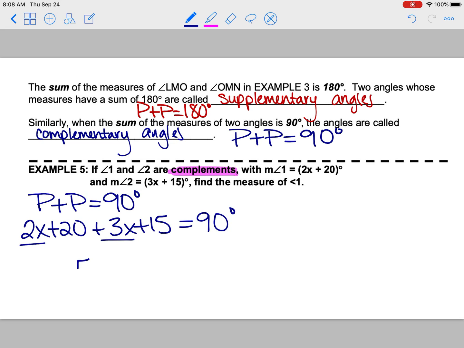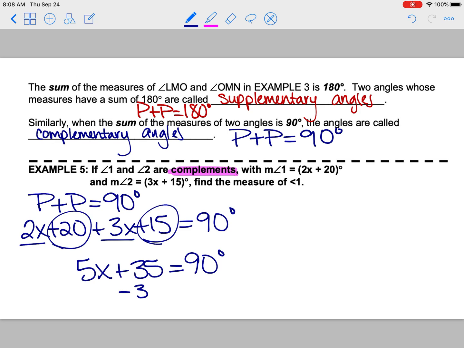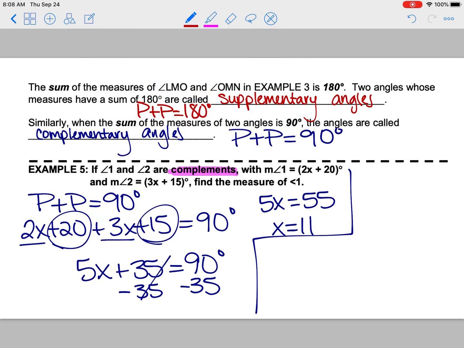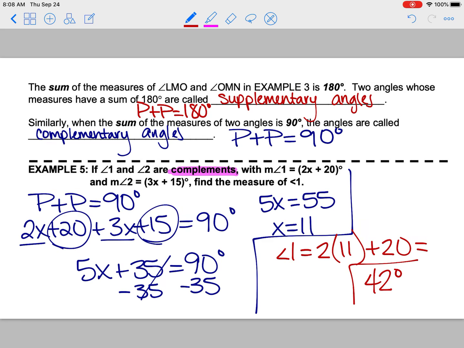Combine our like terms. We have 5x. Our constants, 20 and 15, give us 35. Subtract your 35 from both sides. 5x equals 55, and x would equal 11. Now again, we're not done because it says find the measure of angle 1. So we know that angle 1 was 2x plus 20. So we can substitute the 11 in for x. 2 times 11 is 22, plus 20 gives us 42 degrees.